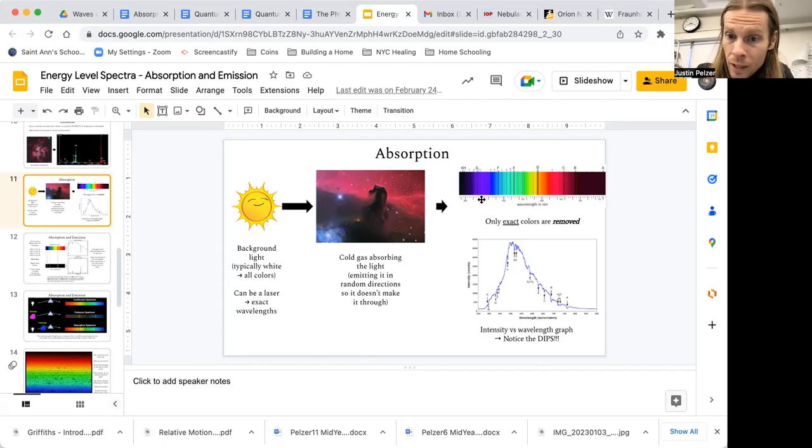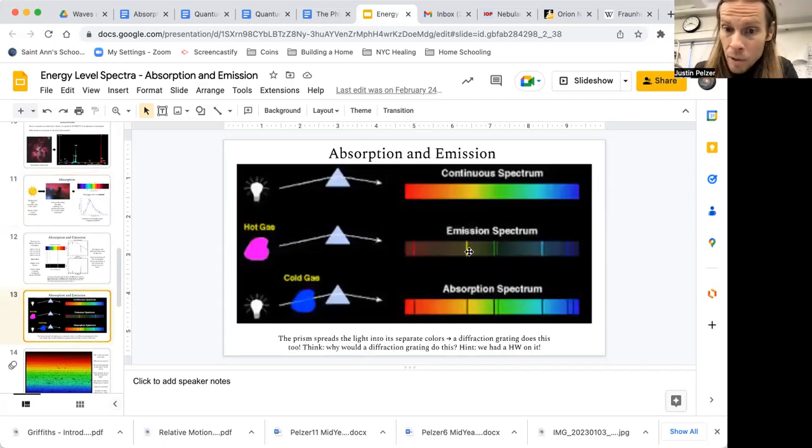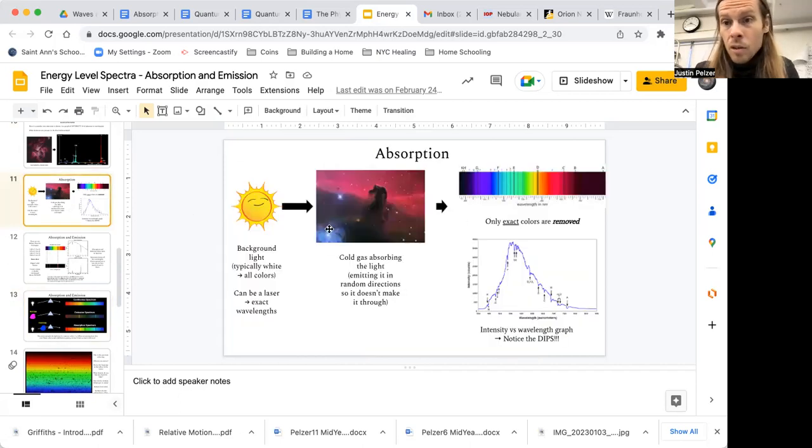So only exact colors are removed from an absorption spectrum, which match the lines that would be emitted in the emission spectrum. Notice that the lines match perfectly. It's just here they're emitted, here they're absorbed. So here it's like nothing and then lines. Here it's everything and then black spots. So literally they're opposites. If I put this in here, it would complete the picture, right? So you need a cold gas with a light behind it. Now the atmosphere of the sun is relatively cold compared to the sun itself.